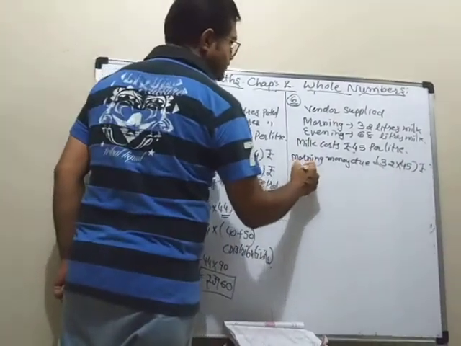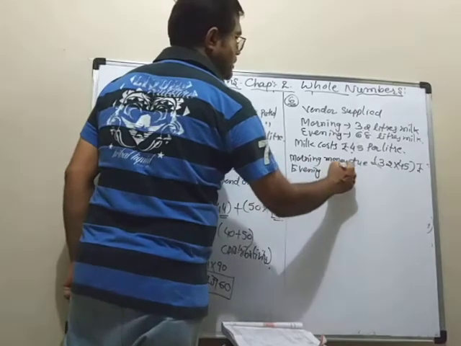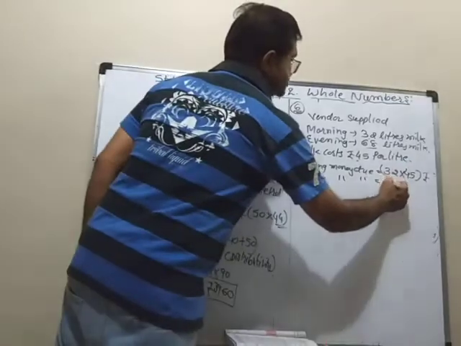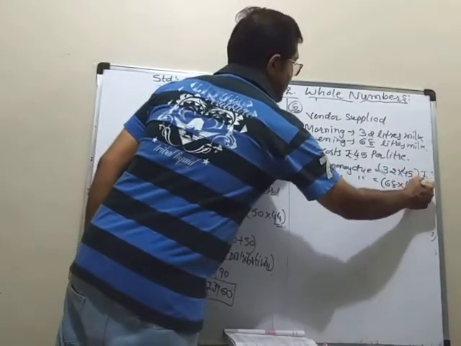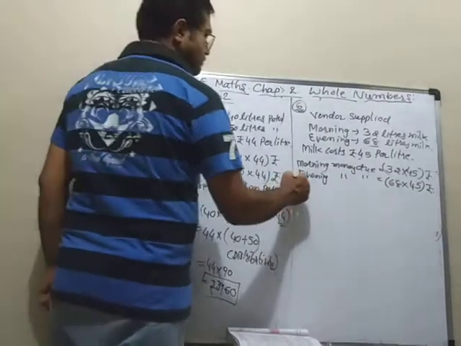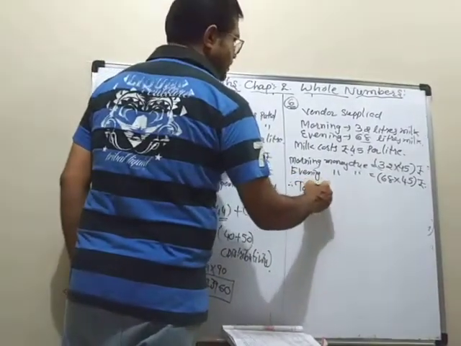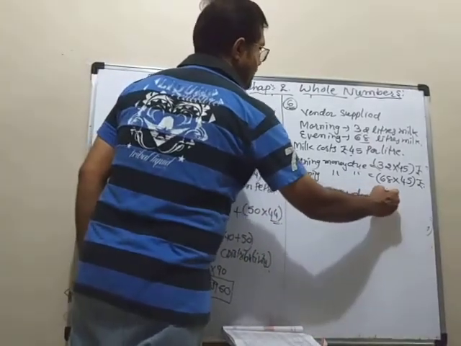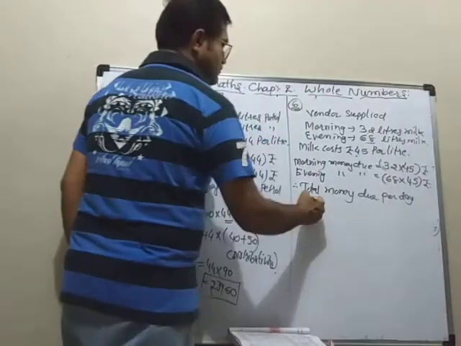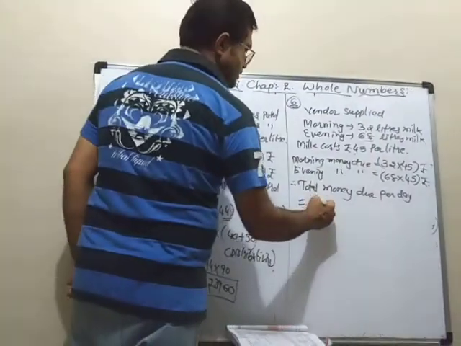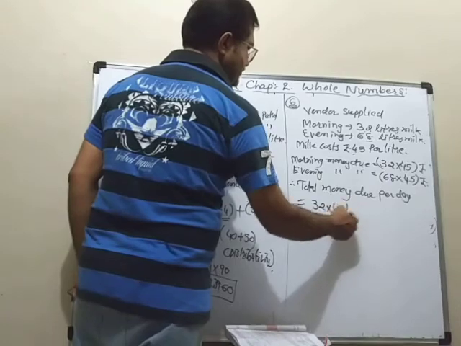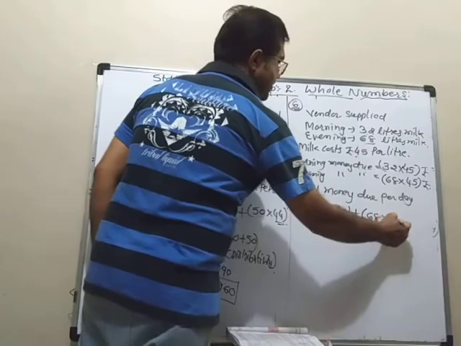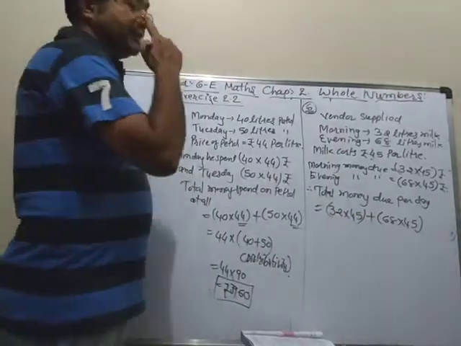Similarly, in the evening, money due will be, how many liters in the evening? 68. So 68 multiplied by 45 rupees. So total money due per day will be the total of them, means 32 multiplied by 45 plus 68 multiplied by 45.